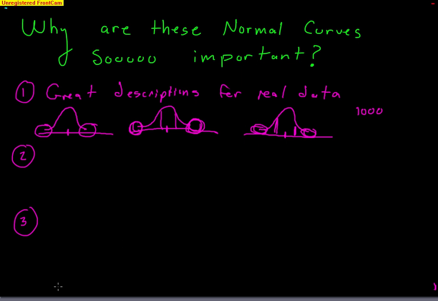Now, what else are they good for? Why else are they so important? They are good approximations of chance outcomes. And obviously we're going to get more into this when we learn about probability.